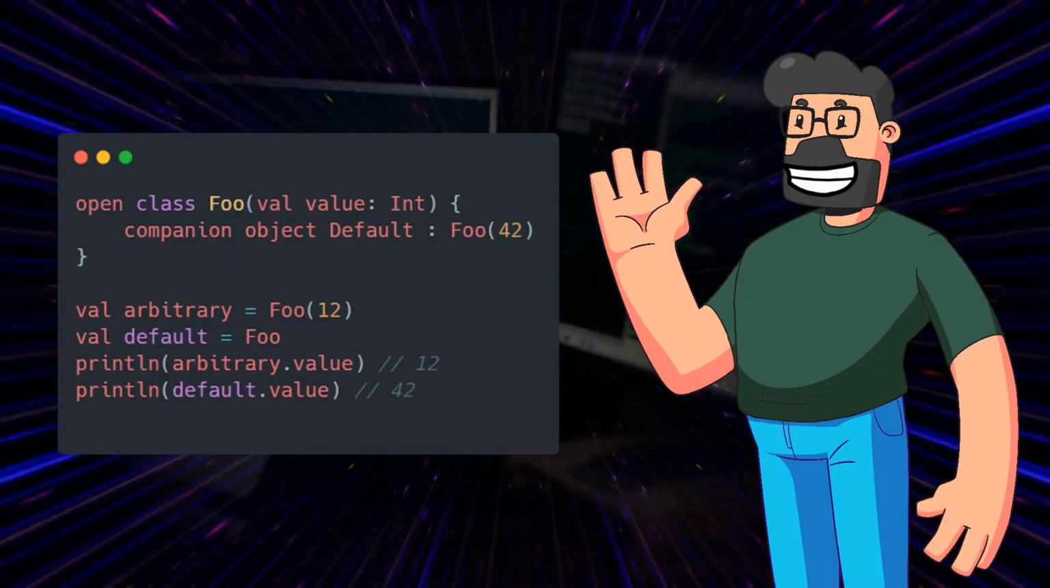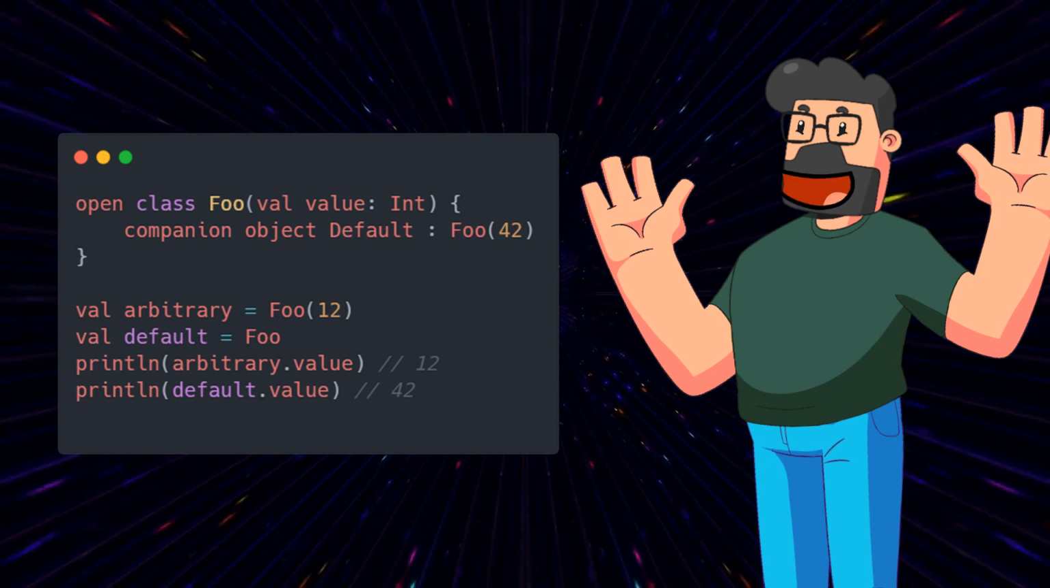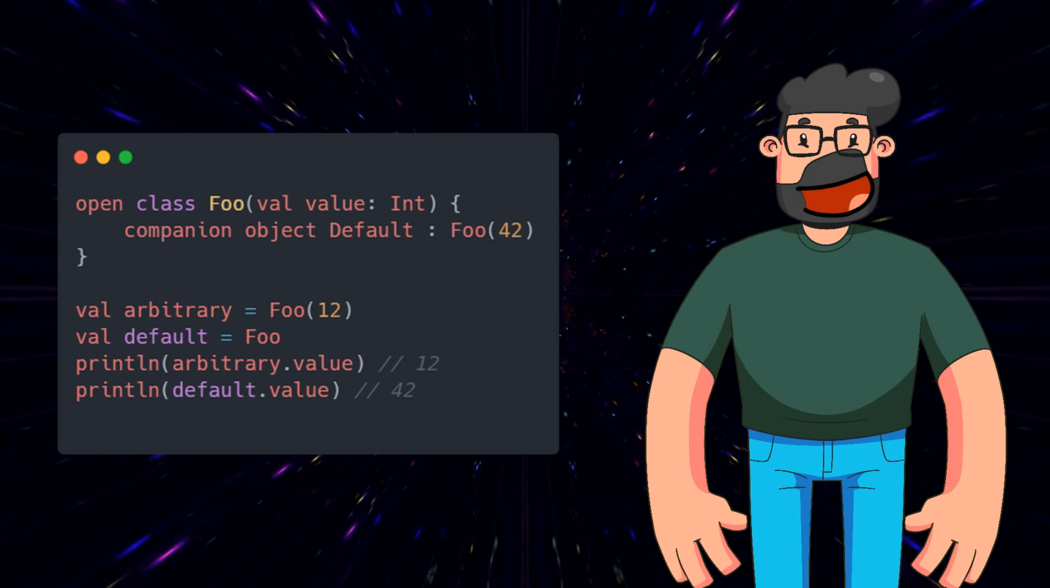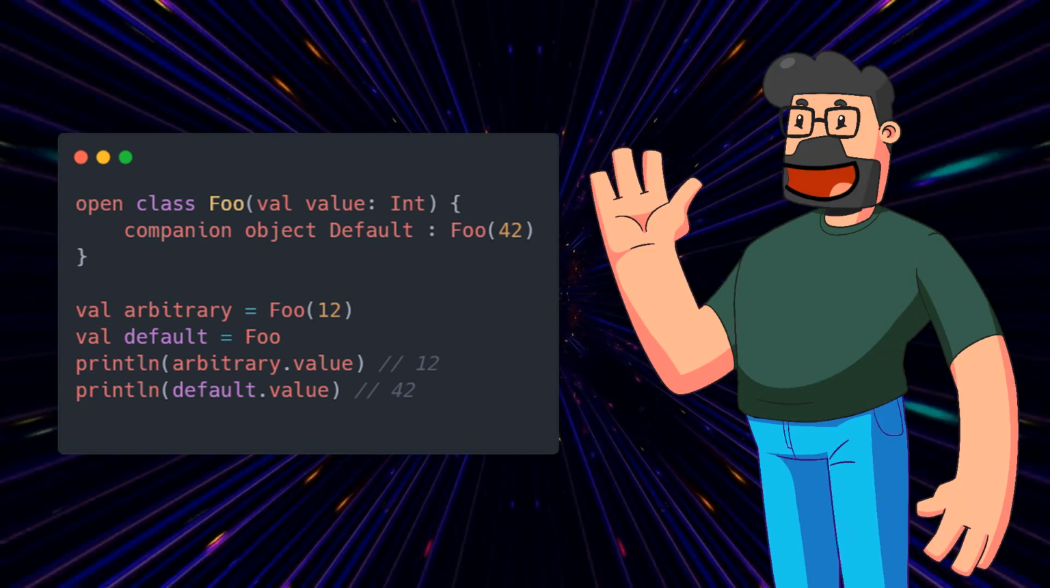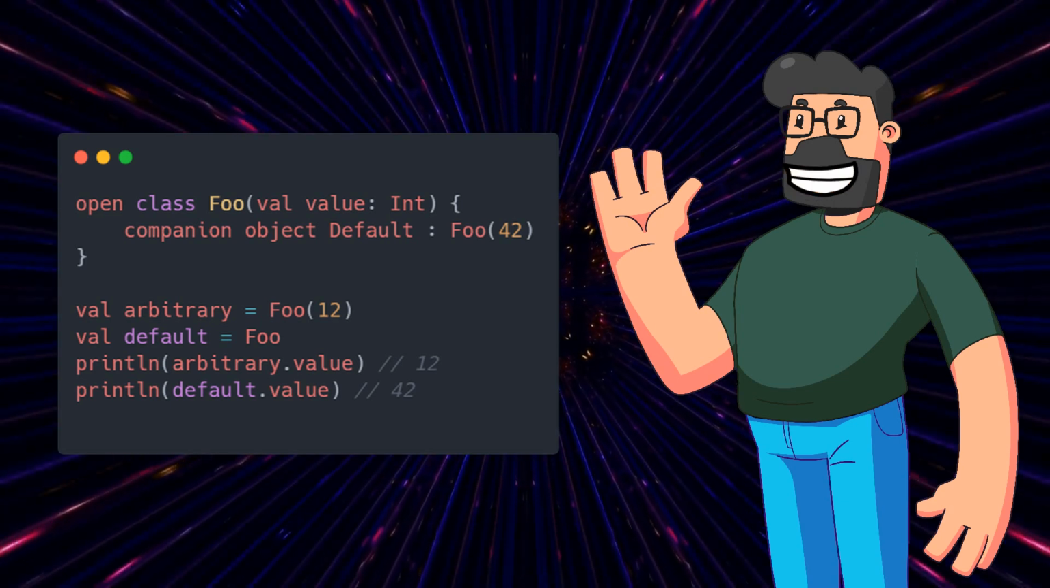Expanding on the topic, the provided code illustrates a pattern where the enclosing class is made open, and the companion object extends it to provide a default instance of the class. This approach can be useful when you want to define default behavior or values for the class and its instances.